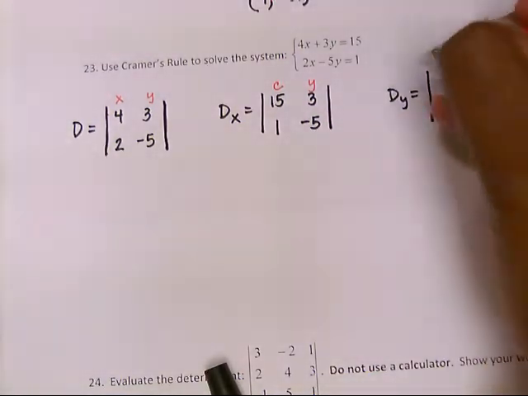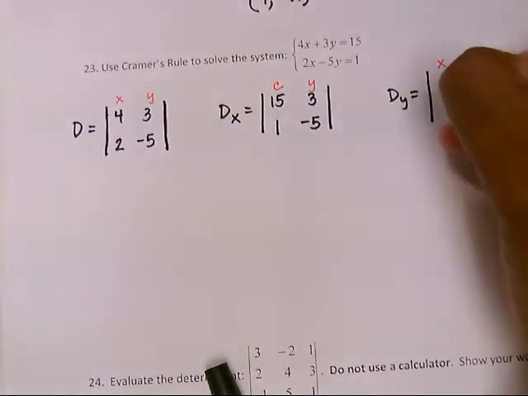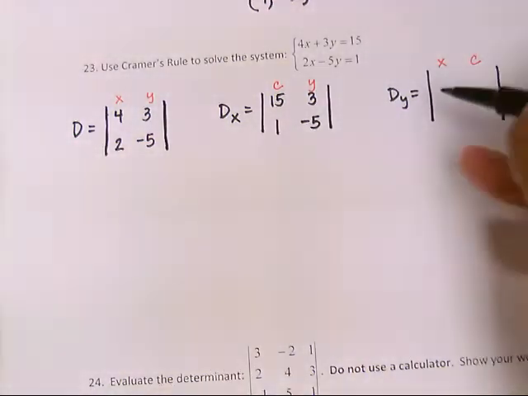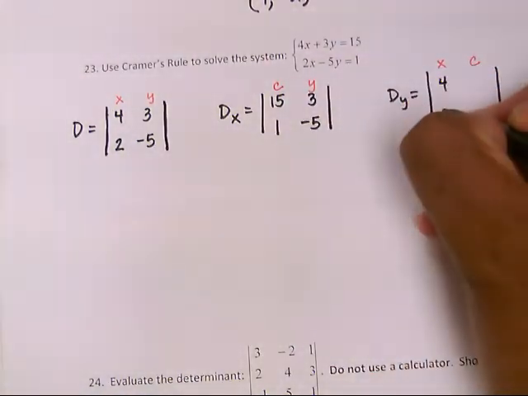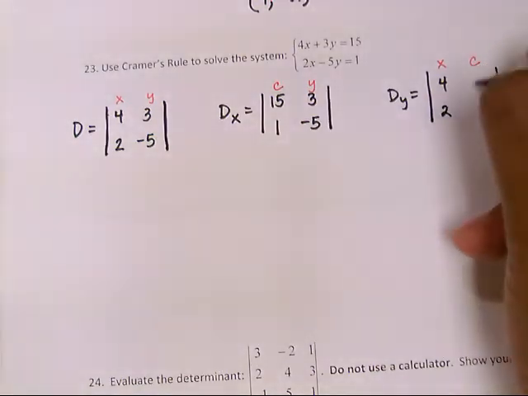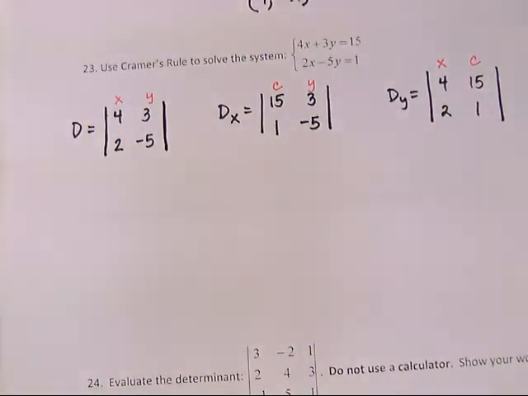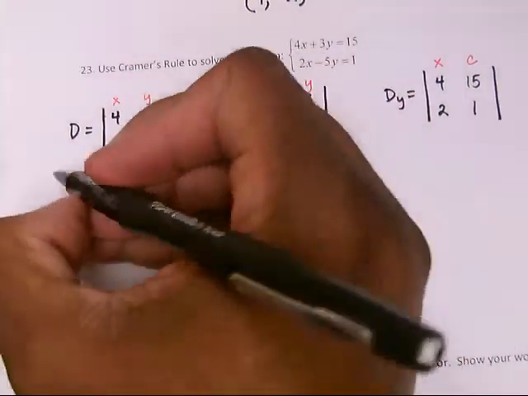And then finally for the D sub y, you'll still have your x coefficients in the first column, but instead of the y coefficients in the second column, it will be your constant. So here, the x coefficients will be the 4 and the 2. The constants here, 15, 1. Now we're going to find the determinants for all three of these matrices.